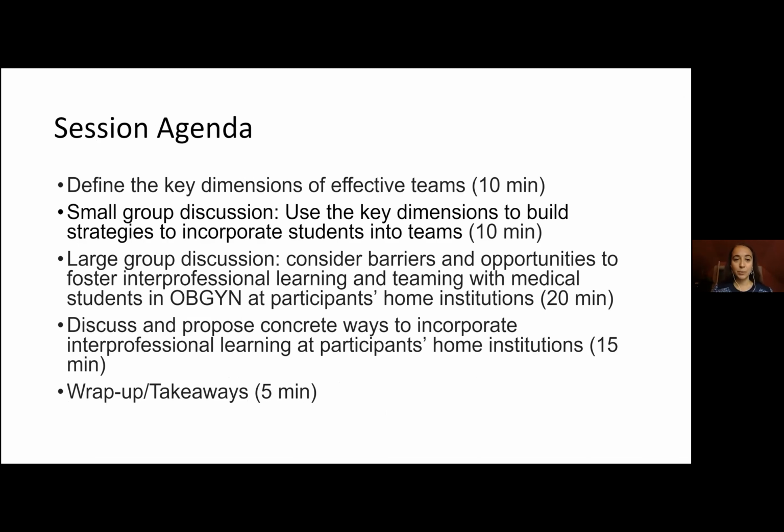For our agenda, we're going to spend some time giving background information about key dimensions of effective teams. Then we're going to move on to a small group discussion where we'll use the dimensions to help build strategies to incorporate students into our interprofessional teams. Then we'll get together as a large group to consider barriers and opportunities to fostering interprofessional learning with medical students at our home institutions. And finally, we'll discuss and propose concrete ways to incorporate students into interprofessional learning at our home institutions.